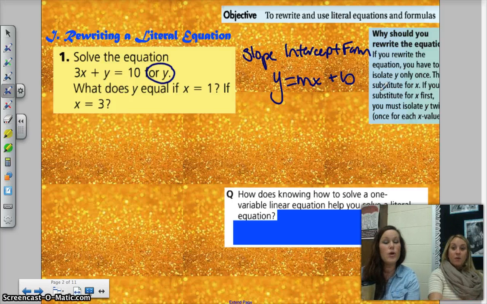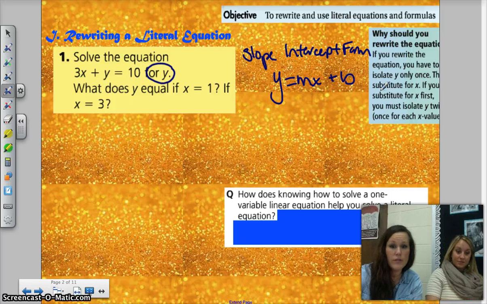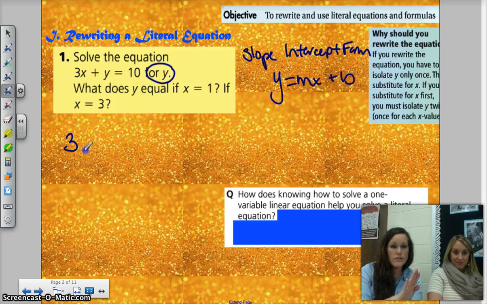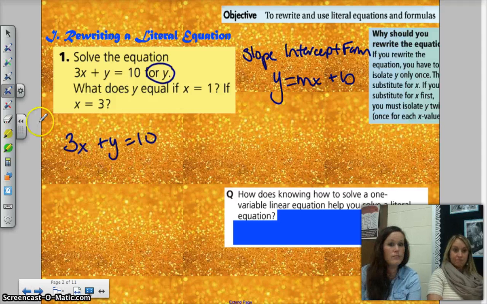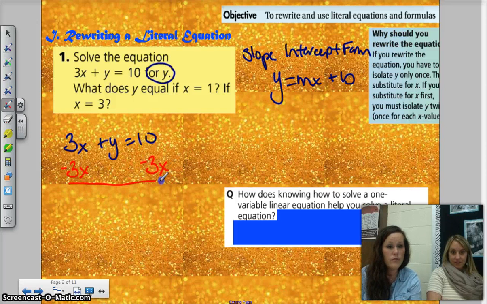So we need to switcheroo here. I need to get that 3x on the other side of the equal sign. And we know that we can do that. So if I want to move it to the other side, I'm going to subtract it off. Okay, so those cancel. I'm left with y by itself all the way on this side.